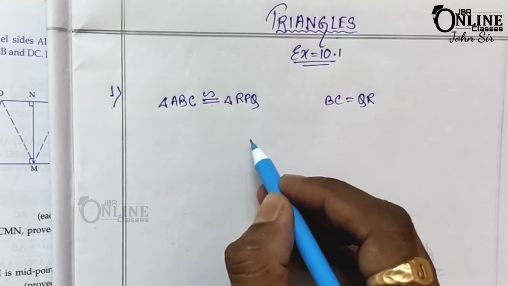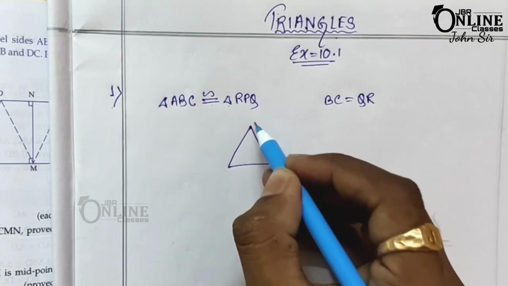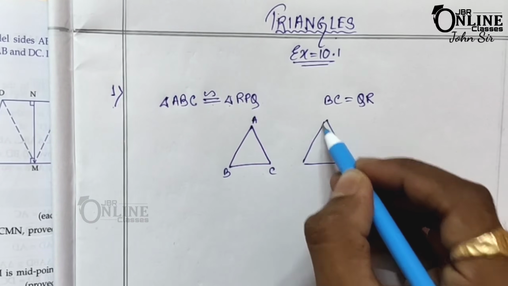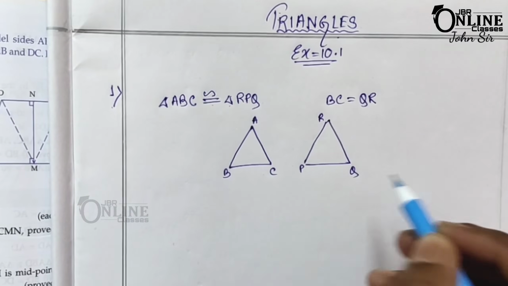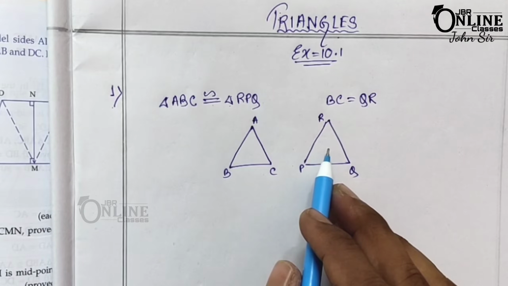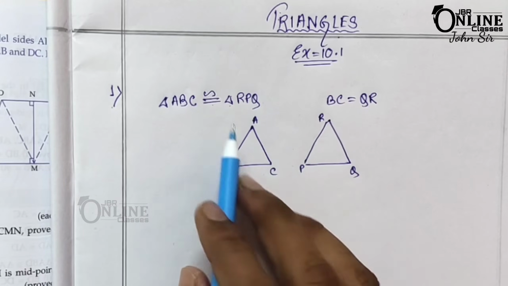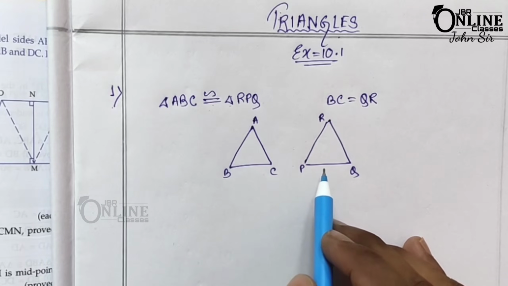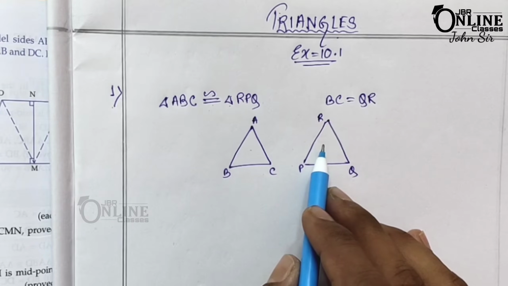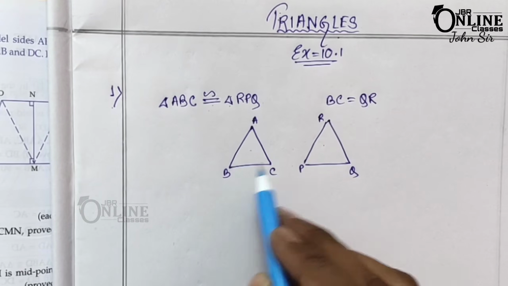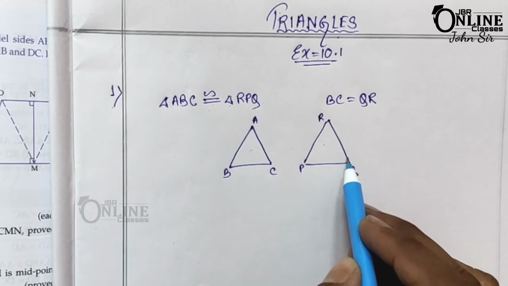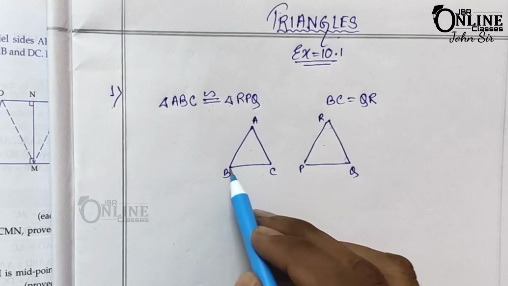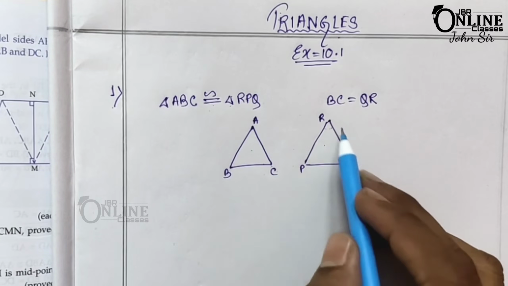So first you have to draw two triangles. The first one is ABC, and the second one is RPQ. If these two triangles are congruent triangles, that means the corresponding sides and the corresponding angles of these two triangles will be equal. So this angle equals this one, and this one equals this one, and AB equals RP, BC equals PQ, and AC equals RQ.